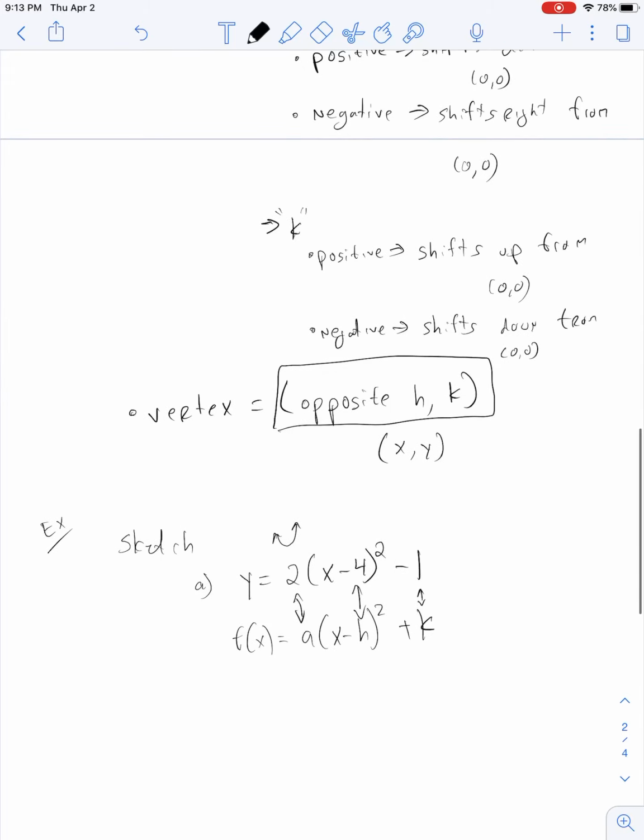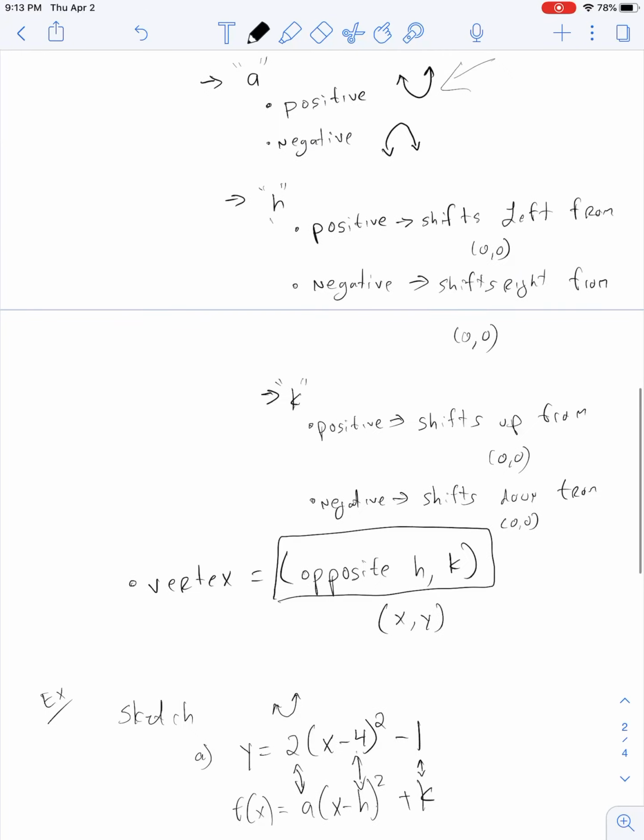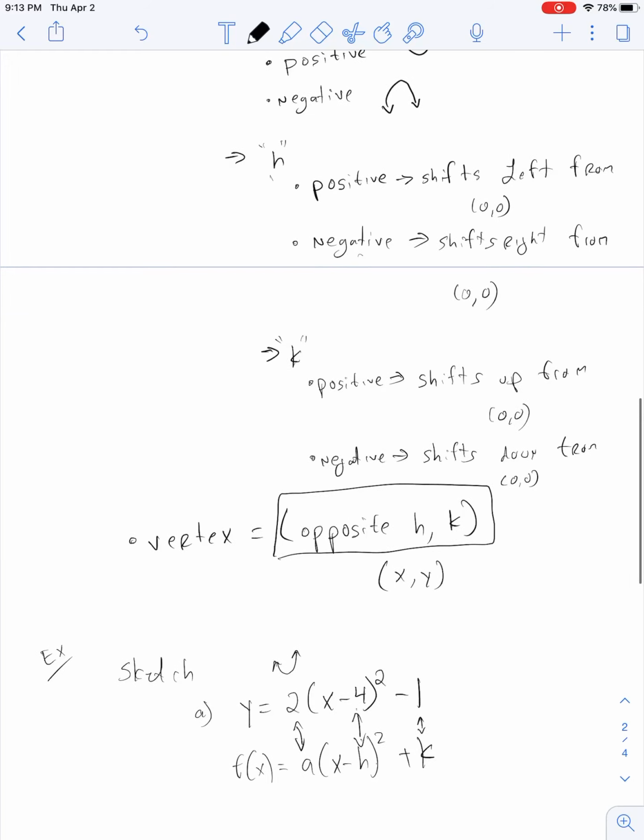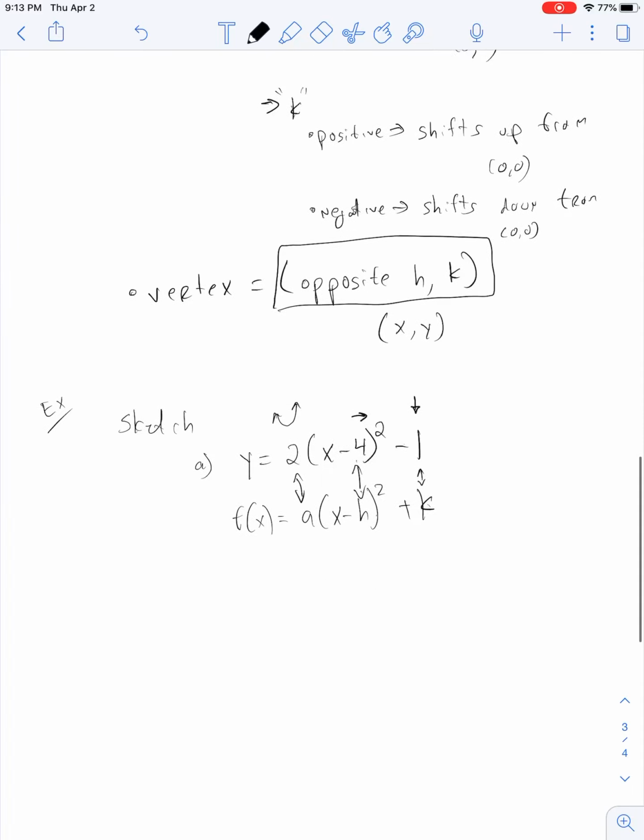What's our h value? Our h is negative 4. Because h is negative, it's going to shift right. So this is telling us it's going to go to the right. And our k is negative 1. And because k is negative, it shifts down. So this is going to tell us it goes down. Remember, all this stuff happens from 0, 0.